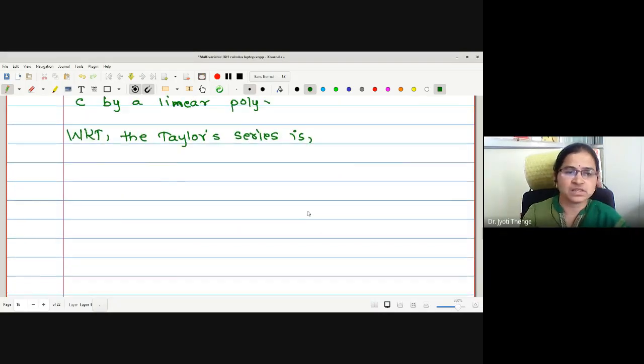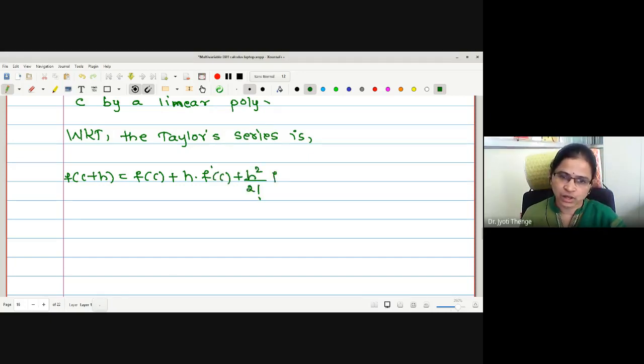What is a Taylor series? f of c plus h is equal to... I hope you know this. It is f of c plus h f dash of c plus h square upon 2 factorial f double dash of c plus h cube upon 3 factorial f triple dash at the point c, and so on.